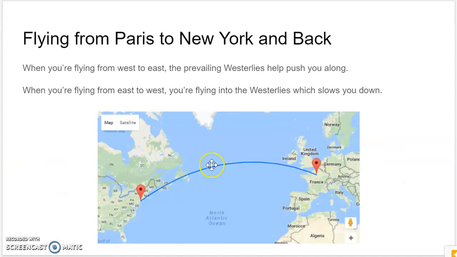We're flying against it, trying to go from France to New York. We're going to fly slower. So pilots try to take advantage of this return trip speed. Same thing with jet streams that we're going to talk about in a second.